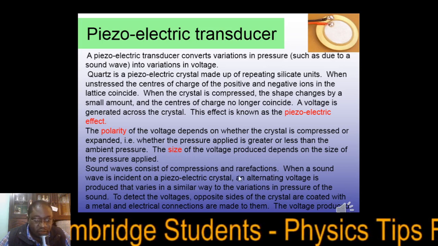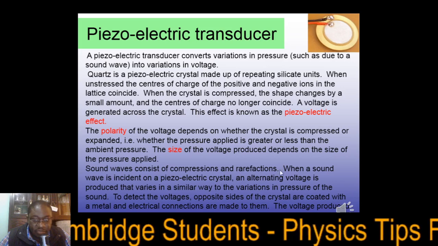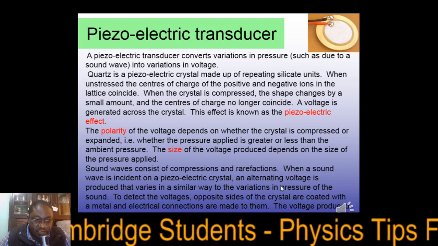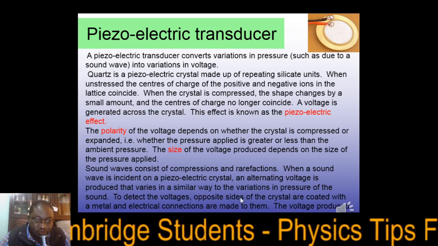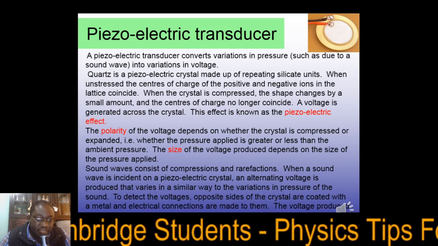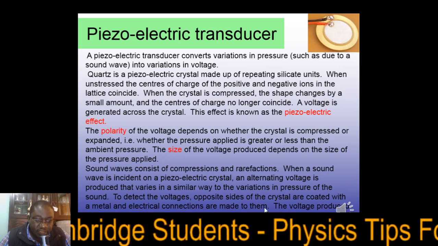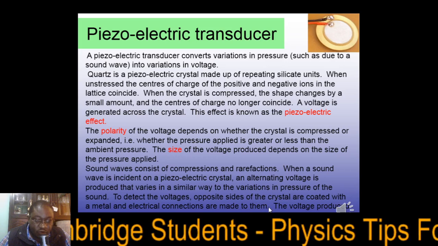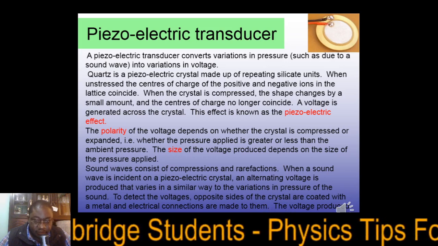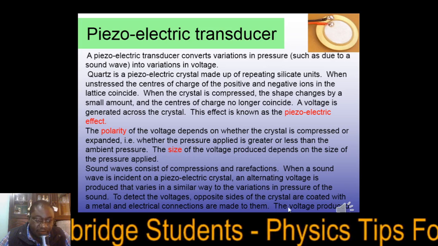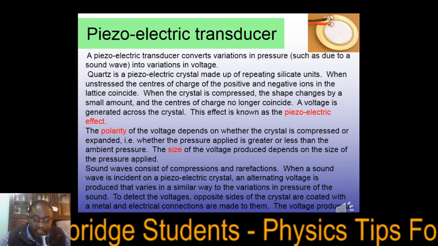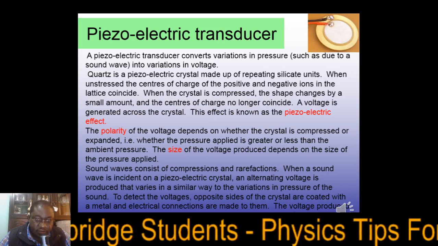Now, going back to sound waves, you know that they consist of compressions and rarefactions. When a sound wave is incident on a piezoelectric crystal, an alternating voltage is produced that varies in a similar way to the variations in pressure of the sound. To detect the voltages, opposite sides of the crystal are coated with metal and electric connections are made to them. The voltage produced can be amplified. The crystal and amplifier act as a simple microphone.